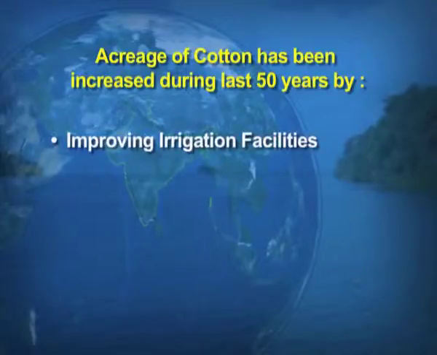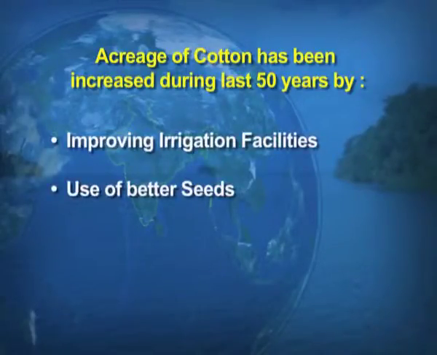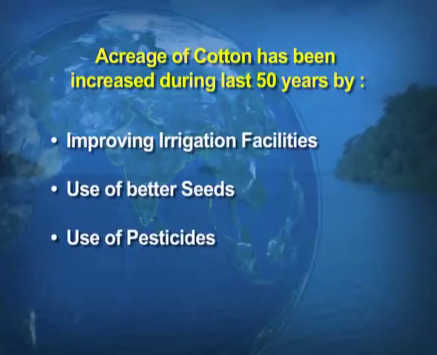The acreage of cotton has increased during the last 50 years, and the factors responsible for that are improving irrigation facilities, use of better seeds and use of pesticides. So, children, when I say the use of pesticides, I mean that the cotton grown in India is a very soft cotton known as desi cotton, which is very prone to insects and pests. That is how the use of pesticides has been able to increase the production of cotton in India.